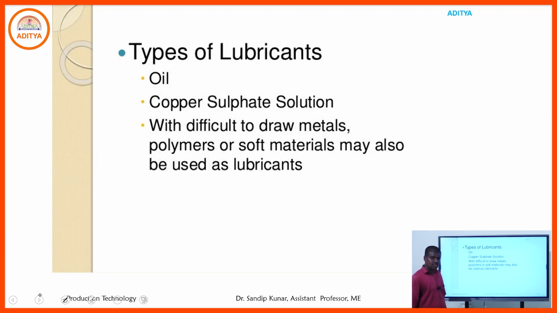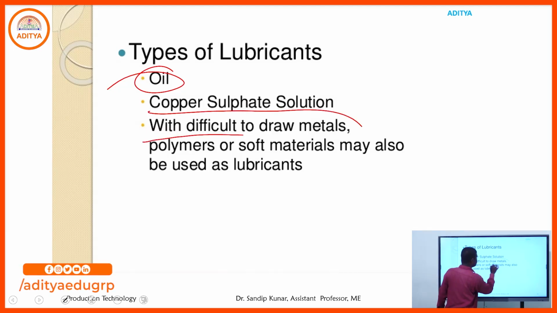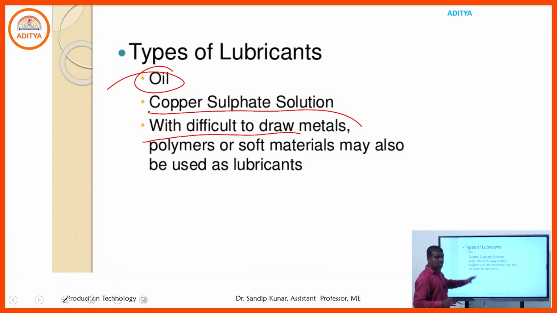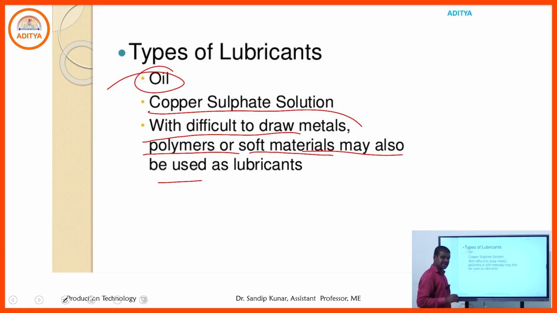What are the types of lubricants? Oil, copper sulfate solution with difficult to draw materials. With difficult to draw materials, in those cases we use polymers or soft materials, which may also be used as lubricants.